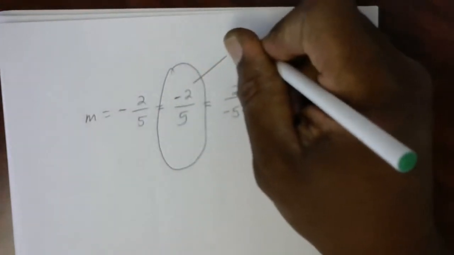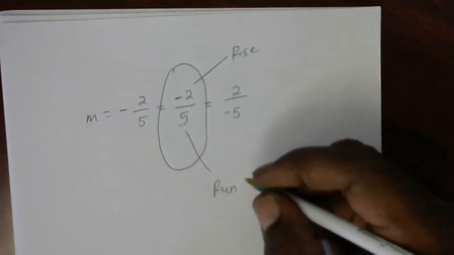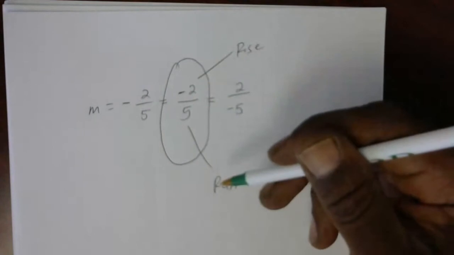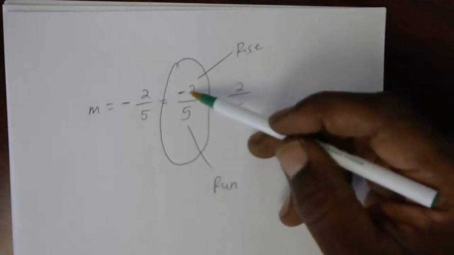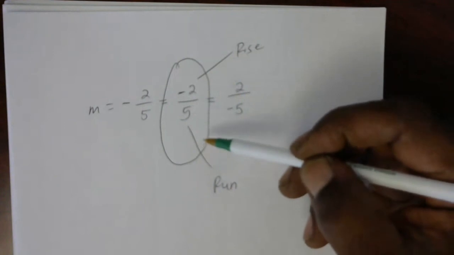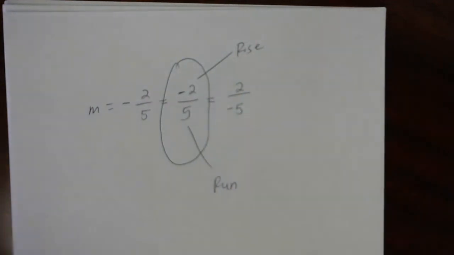So remember, the numerator is the rise and the denominator is the run. And remember that a rise can go up and a rise can go down. So here I'm going to go down 2 units, and I want to move 5 units to the right. All right, so going back to the application screen.